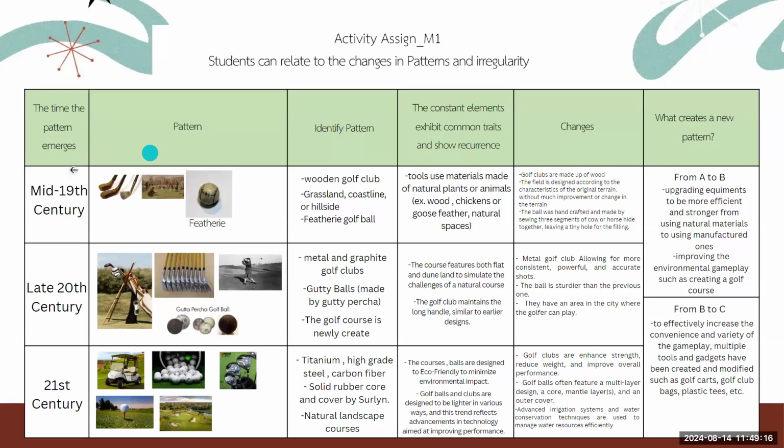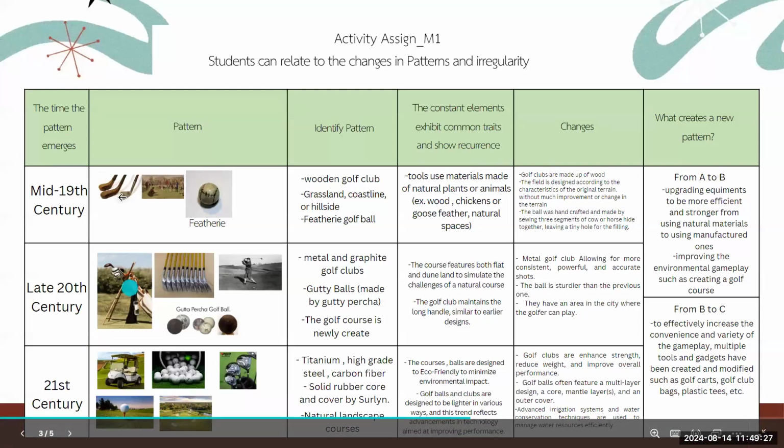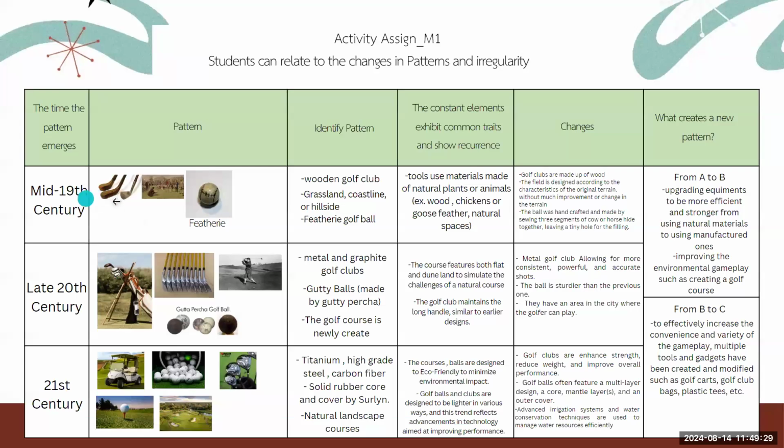We categorize the pattern according to the timeline. So we have the mid 19th century, the late 20th century, and the 21st century. The first one will be the 19th century, pattern A, which has wonky wooden golf putters and an environment that looks like the Napoleon era or something. And this is the first golf ball. It looks like some kind of leather or rubber ball. It's called a feathery.